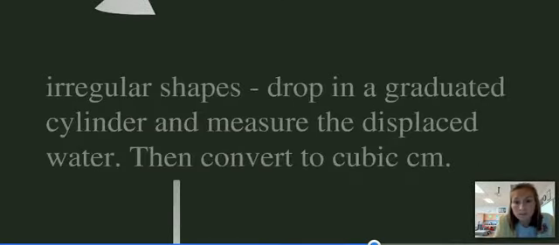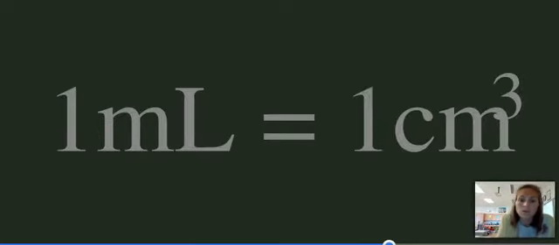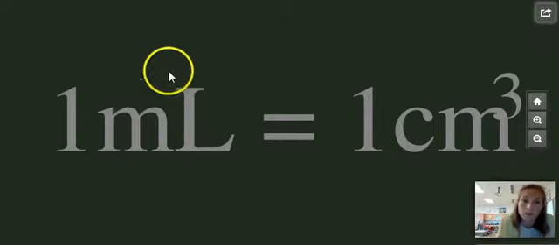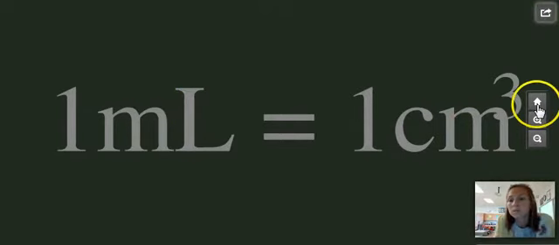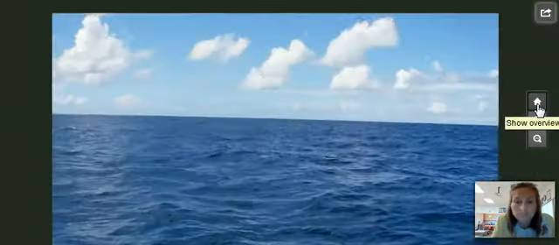Irregular shapes that are solid, you can actually drop into a graduated cylinder and measure the displaced water and subtract that from the original amount of water. This is called, and I'll go ahead and let you take a guess. If you said volume displacement, you are correct. Okay, so 1 milliliter is equal to 1 cubic centimeter. Like I said, we'll use milliliters for liquids more often and centimeters cubed for solids.